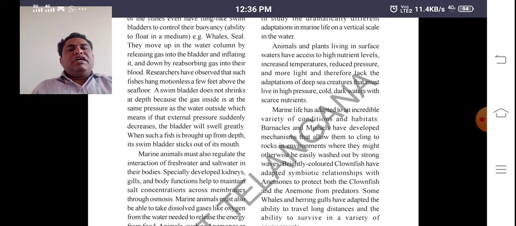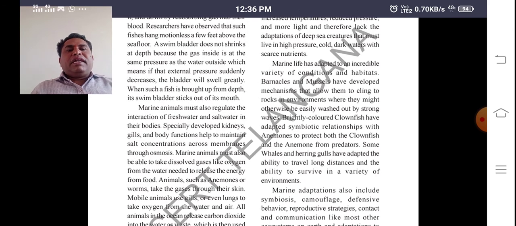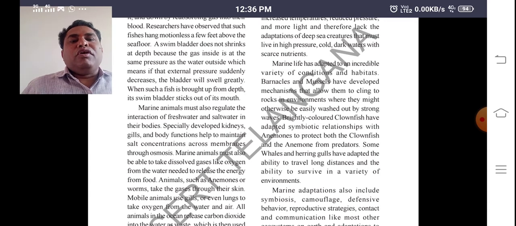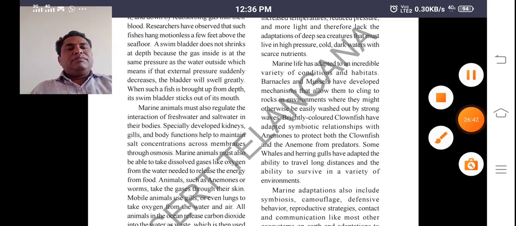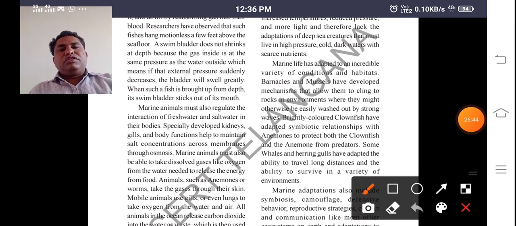Marine animals must also regulate the interaction of fresh water and salt water in their bodies, especially developed kidneys, gills, body functions to help maintain salt concentration across membrane through osmosis. You know that osmosis is a very most important word in scientifically.